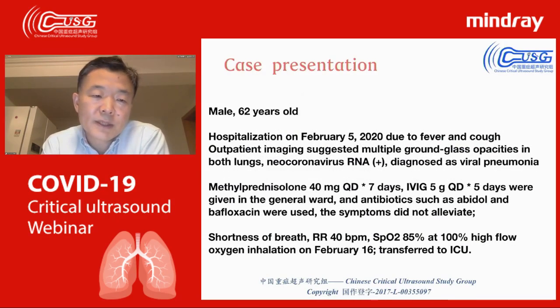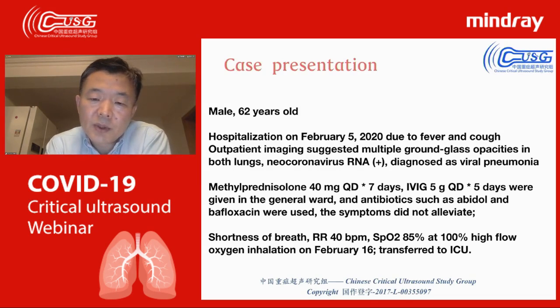This patient is a male, 62 years old, hospitalized on February 5th, 2020, due to a fever and a cough. Outpatient imaging suggested multiple ground glass opacities in both lungs. And the viral RNA was positive, diagnosed as viral pneumonia.